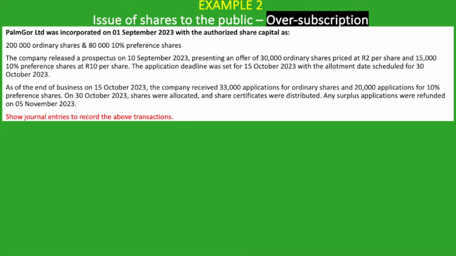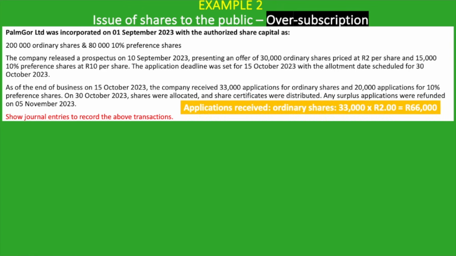Well, let's ask ourselves, how much money did we actually receive in total for the applications for ordinary shares? Application for ordinary shares, we've got 33,000 that we received, and we multiply that by the share price, and we're told up here that we're presenting an offer for 30,000 ordinary shares at 2 rand per share. So how much did we receive in total for ordinary shares? 33,000 applications times 2 rand gives us 66,000 rand. So that is how much money came in from the applications. Of course, we know that it's an oversubscription, but we're going to deal with that.